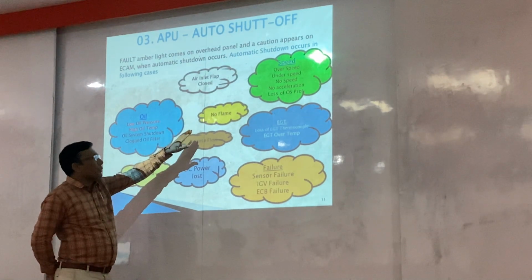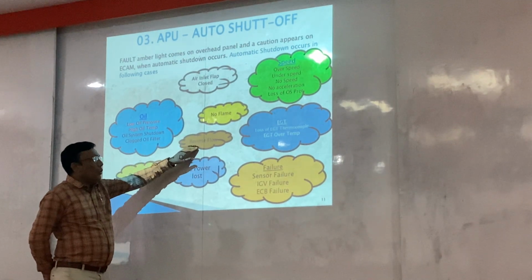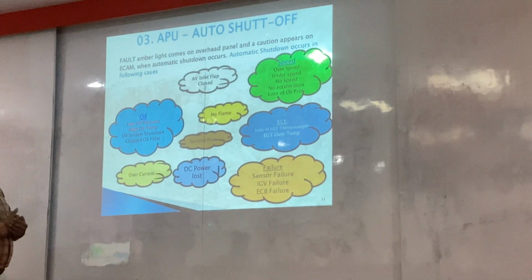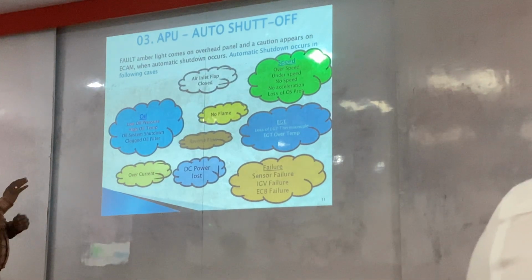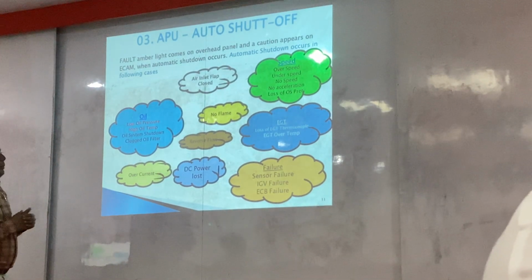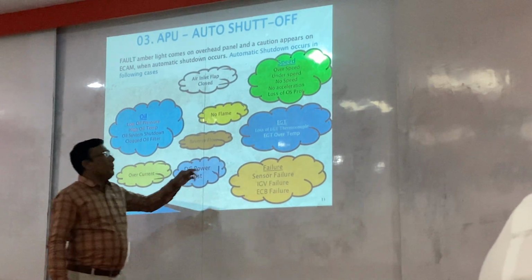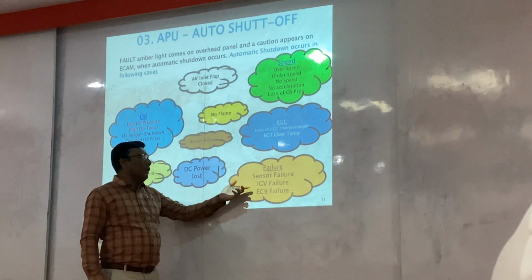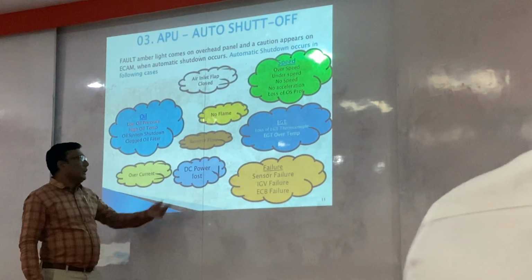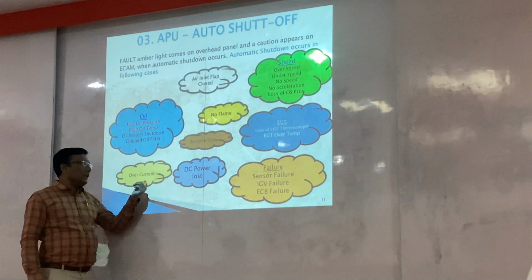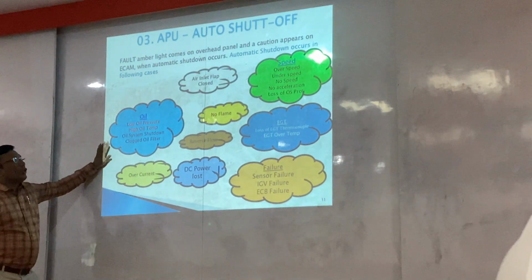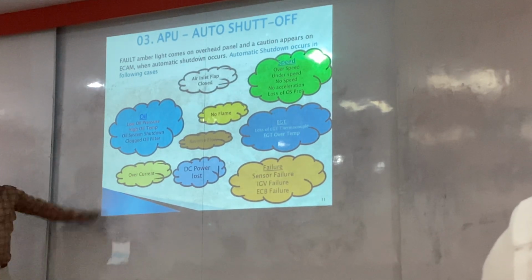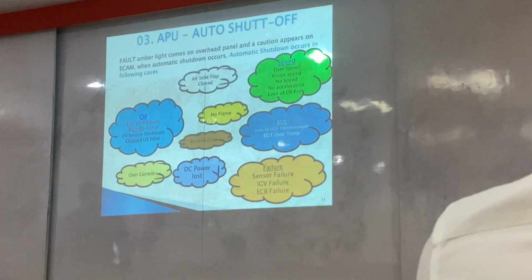No flame. Reverse flow. Speed: overspeed, underspeed, no speed, no acceleration, loss of overspeed protection. In such cases also the auto shutoff occurs. Loss of EGT thermocouple, EGT over temperature. Sensor failure, IGV failure or ECB failure. DC power loss or overcurrent. These are all the conditions when the auto shutoff of the APU happens.